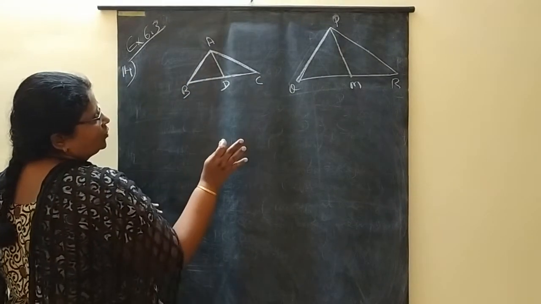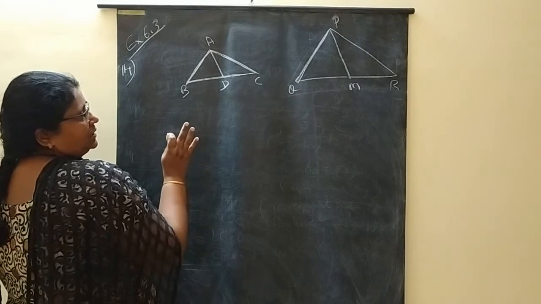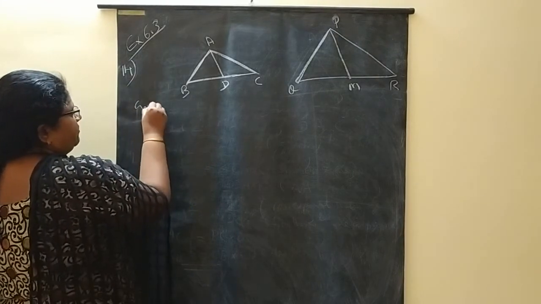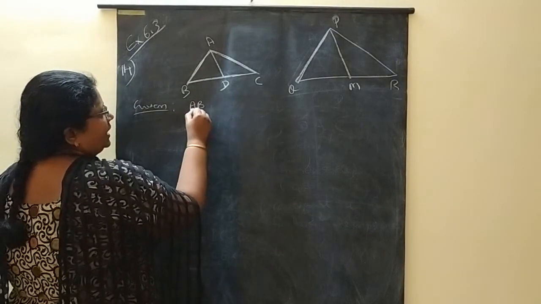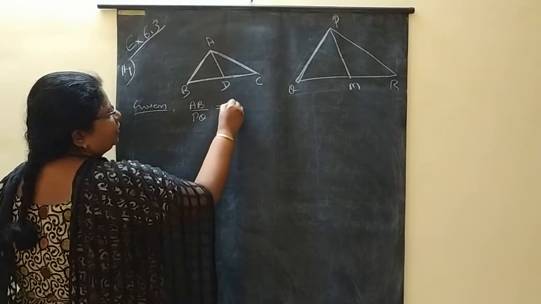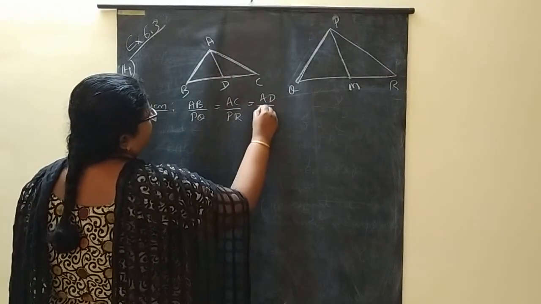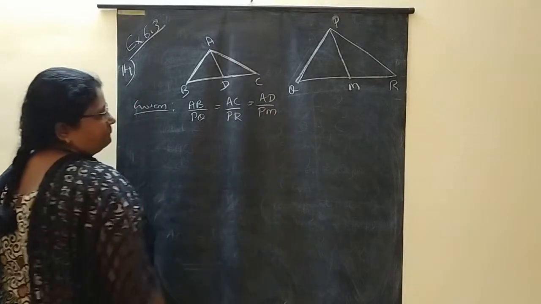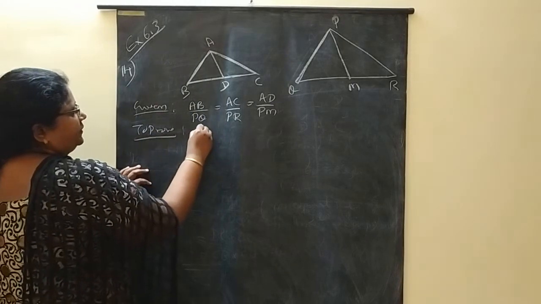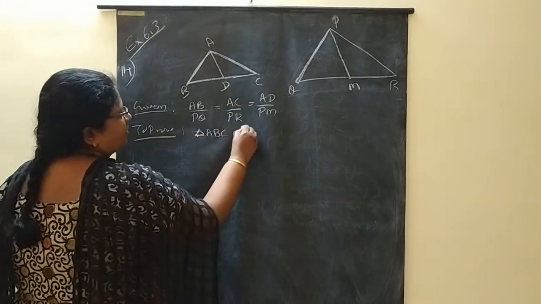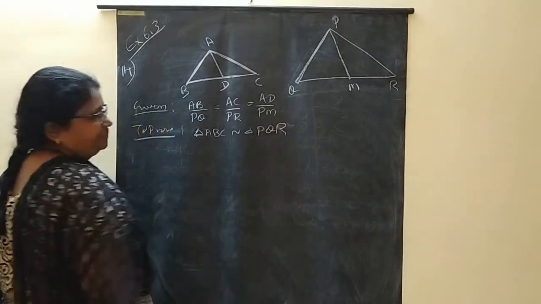Okay, so the figure is not given, you have to draw the figure. Understood? Now, what is given? That long sentence you have to convert. What all is given? AB proportional to PQ, AC proportional to PR and AD proportional to PM. Prove that triangle ABC is similar to triangle PQR.